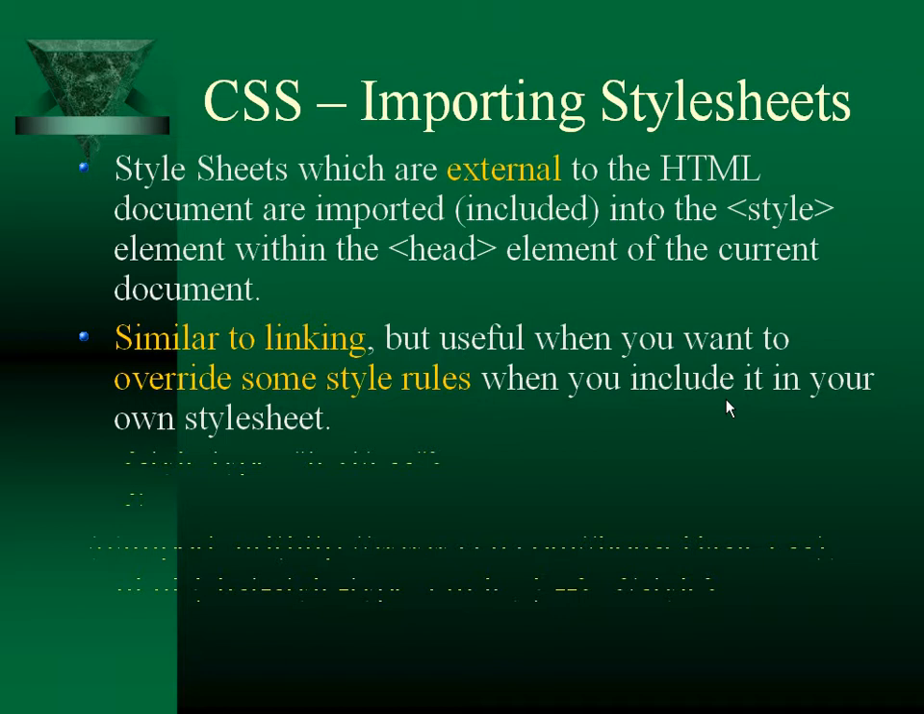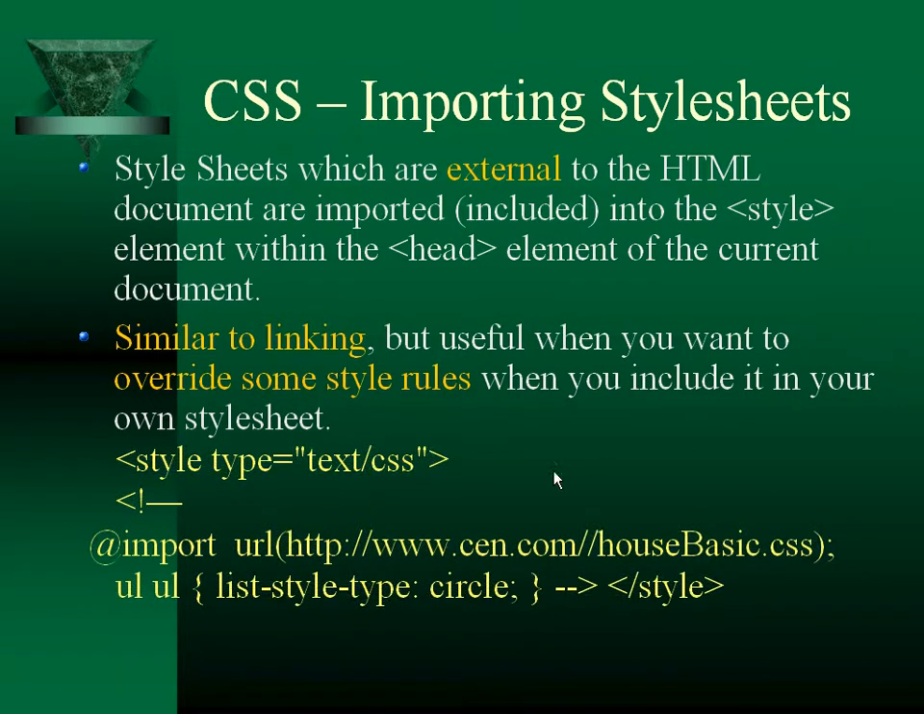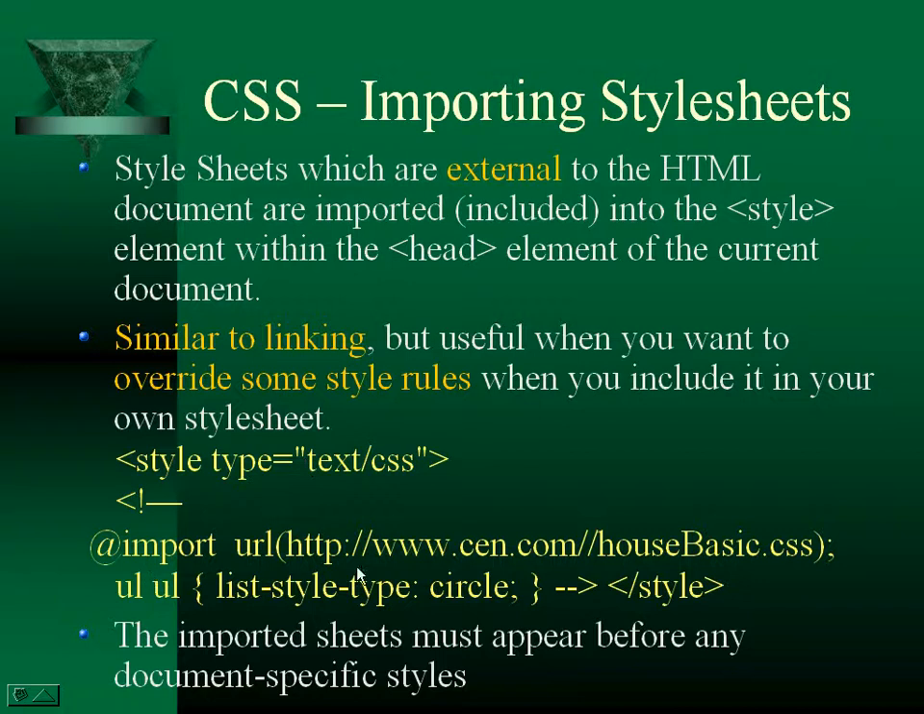Let us see an example. In this we use the @import method, and a URL method is used to import the .css file. Suppose the unordered list element of this HTML document already exists in the basic.css file, then that style will be overwritten by this style property. So the imported sheets must appear before any document specific styles.